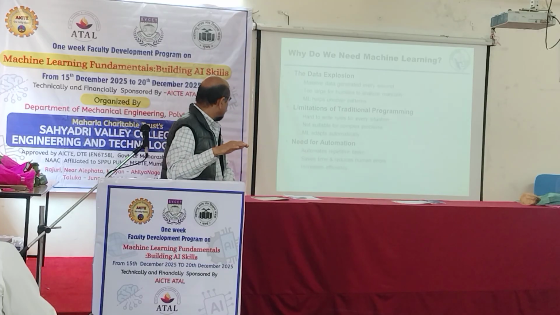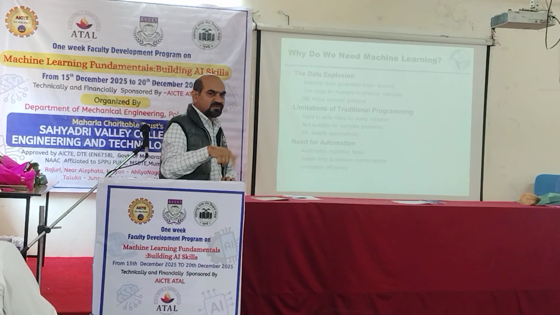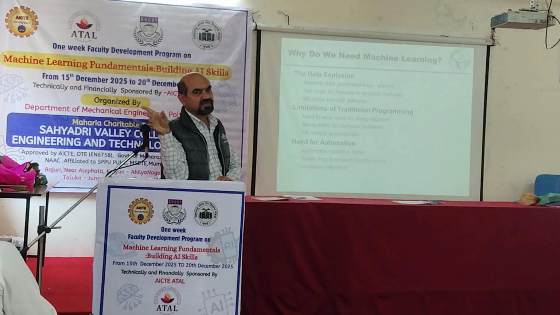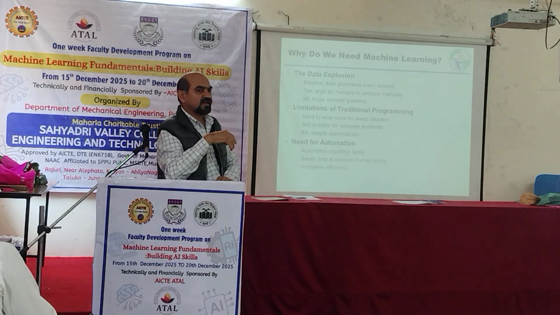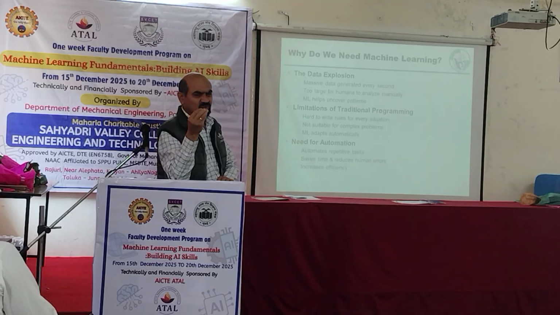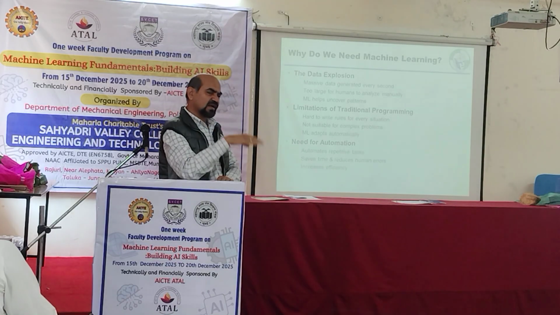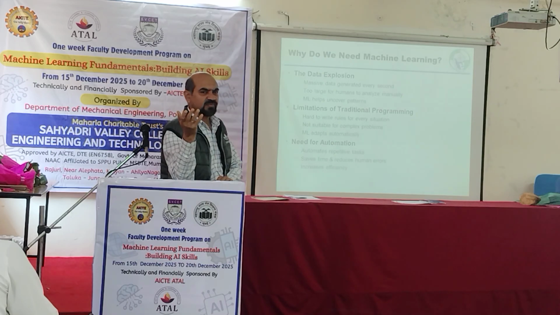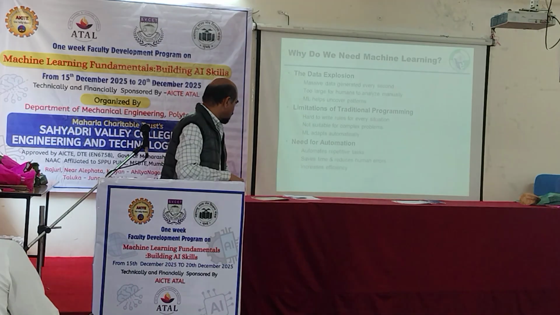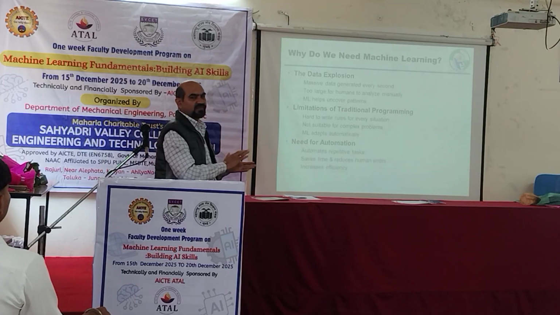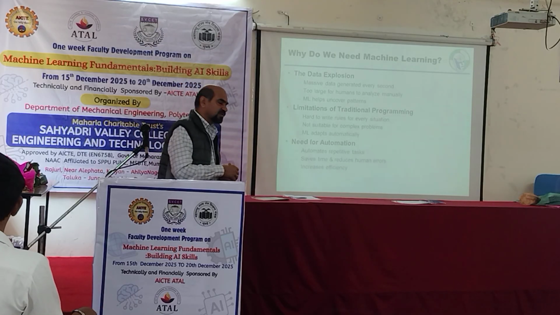Need for automation: any repetitive task. If someone says 3 plus 3 is 6, 6 plus 3 is 9, 9 plus 3, and I tell a human to do this, the human will get bored after only 1 or 2 rounds, but a machine will complete it fully. Repetitive tasks can be given to machines. Save time, reduce human errors: humans make errors, but machines never make errors. Increase the efficiency.